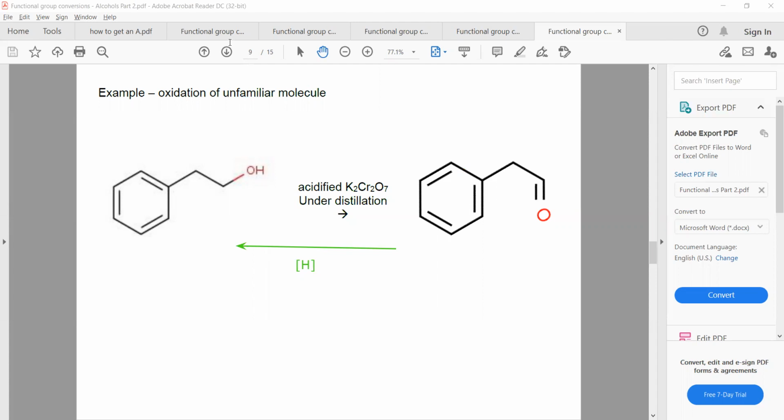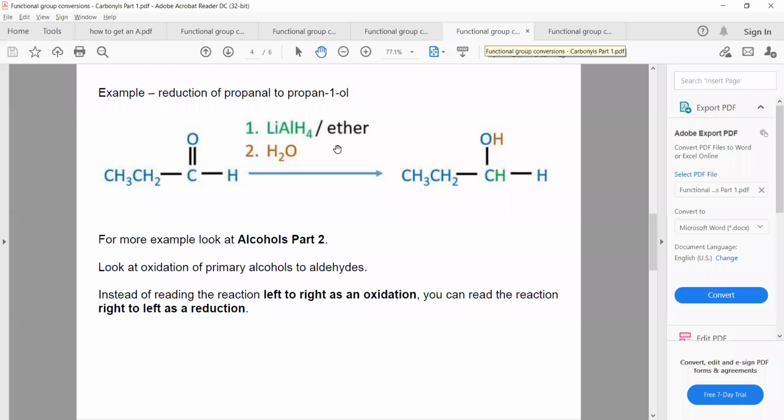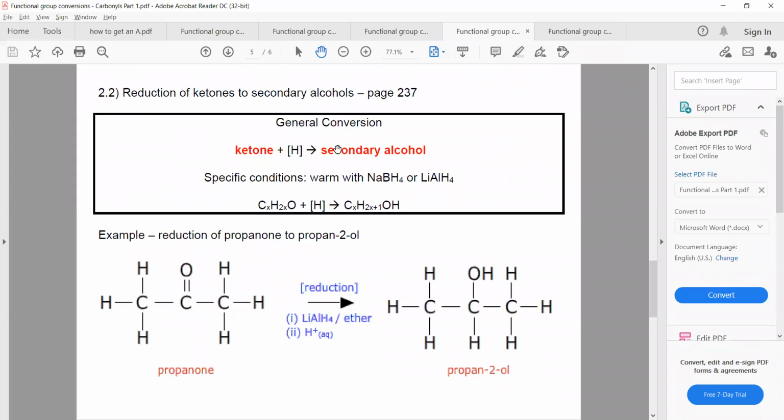Cool. And then you'll see the same thing with the ketones. If you can reduce a ketone to an alcohol, you can also oxidize an alcohol to a ketone. So here's a good example. The simplest ketone is unfortunately propanone, because you can't have a ketone without 3 carbons.